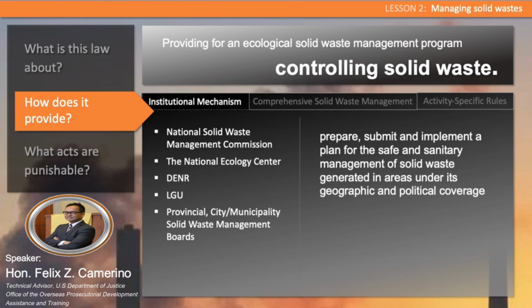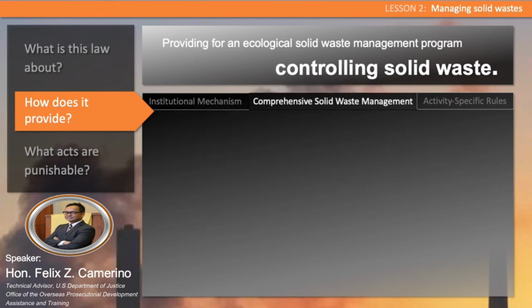What we're going to discuss now is the comprehensive solid waste management program itself. The law provides some specifics, and we're going to pick and choose the ones that are worthwhile discussing, and that's what we're going to focus on. So again, we're done with the institutional mechanisms, and we're now going to move to the comprehensive solid waste management program.